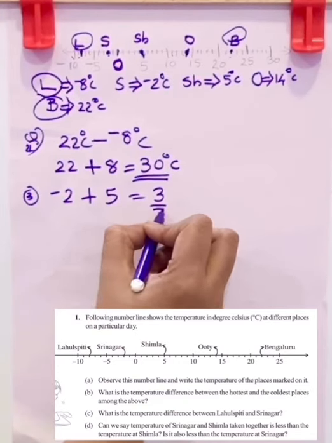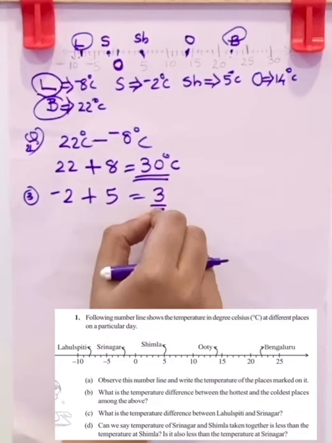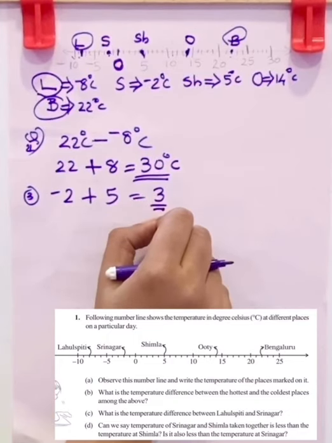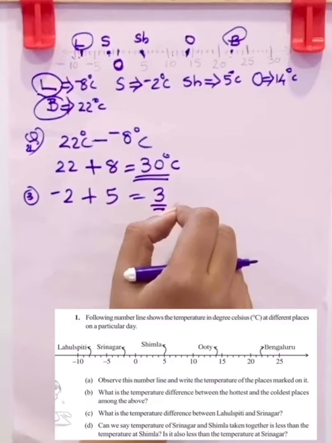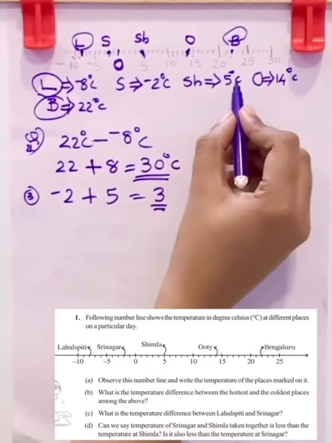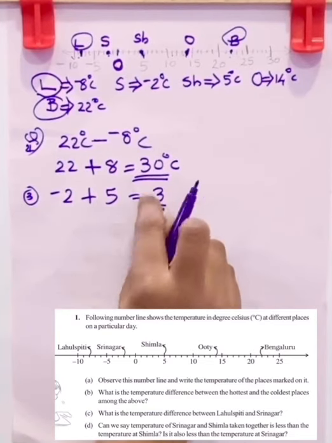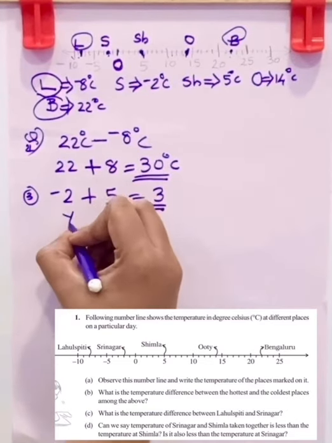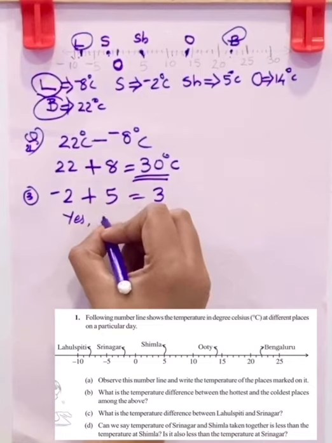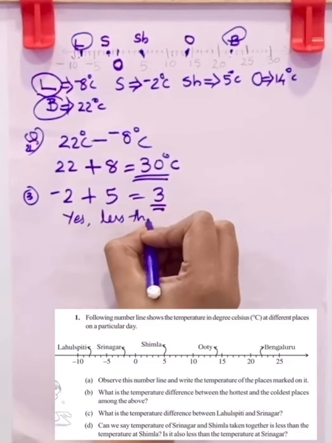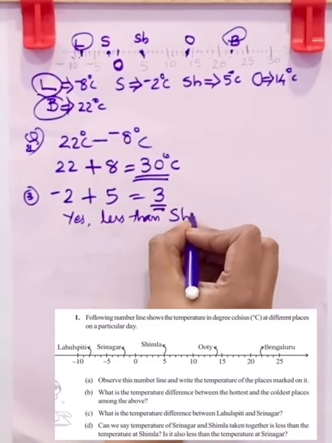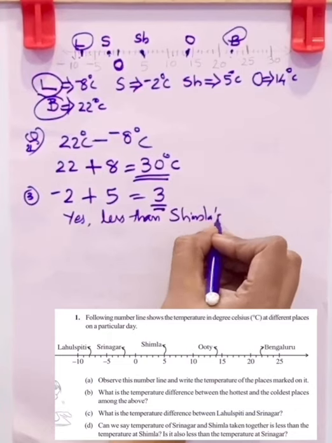Now you want to check whether this is less than temperature at Shimla. Shimla's temperature is 5 degrees Celsius. You got here the answer 3. So yes, this is less than Shimla's temperature.